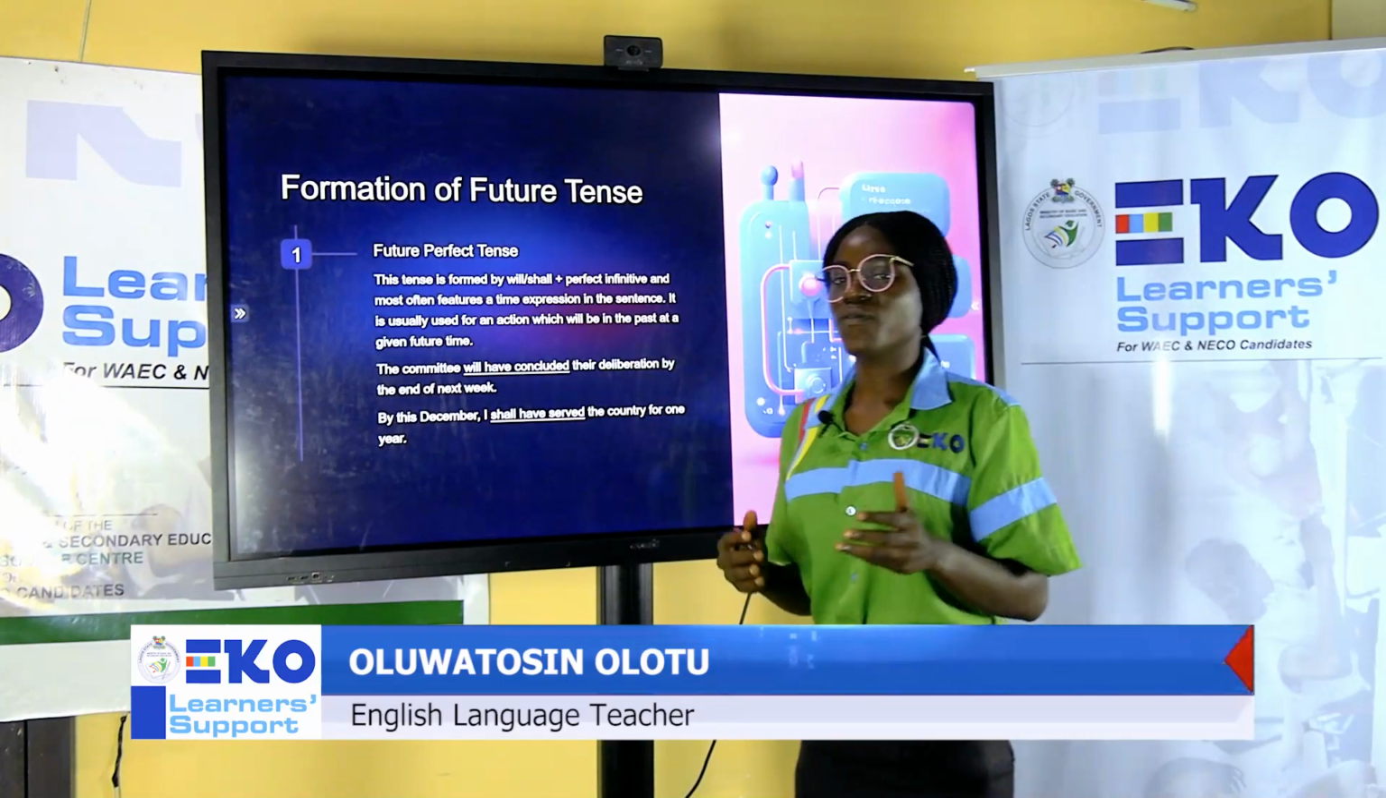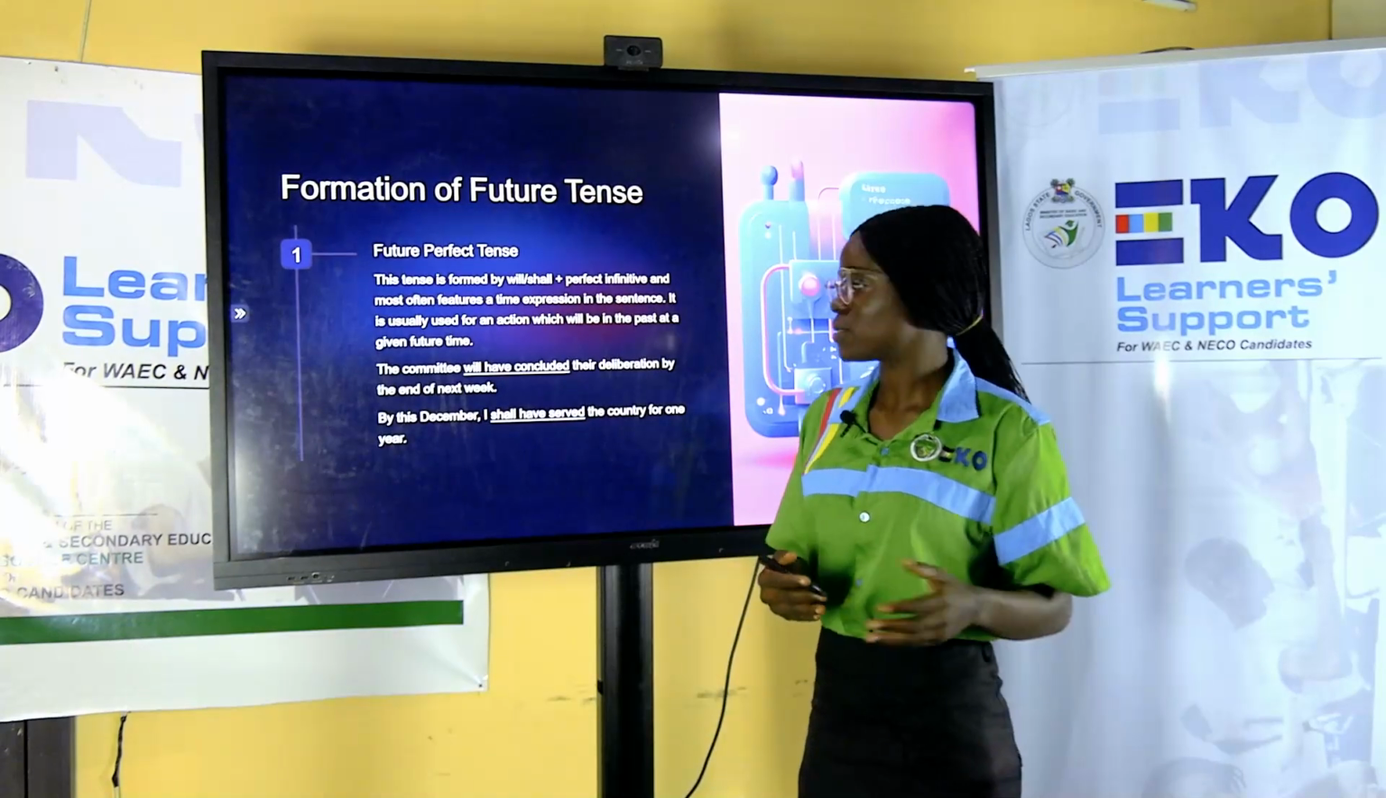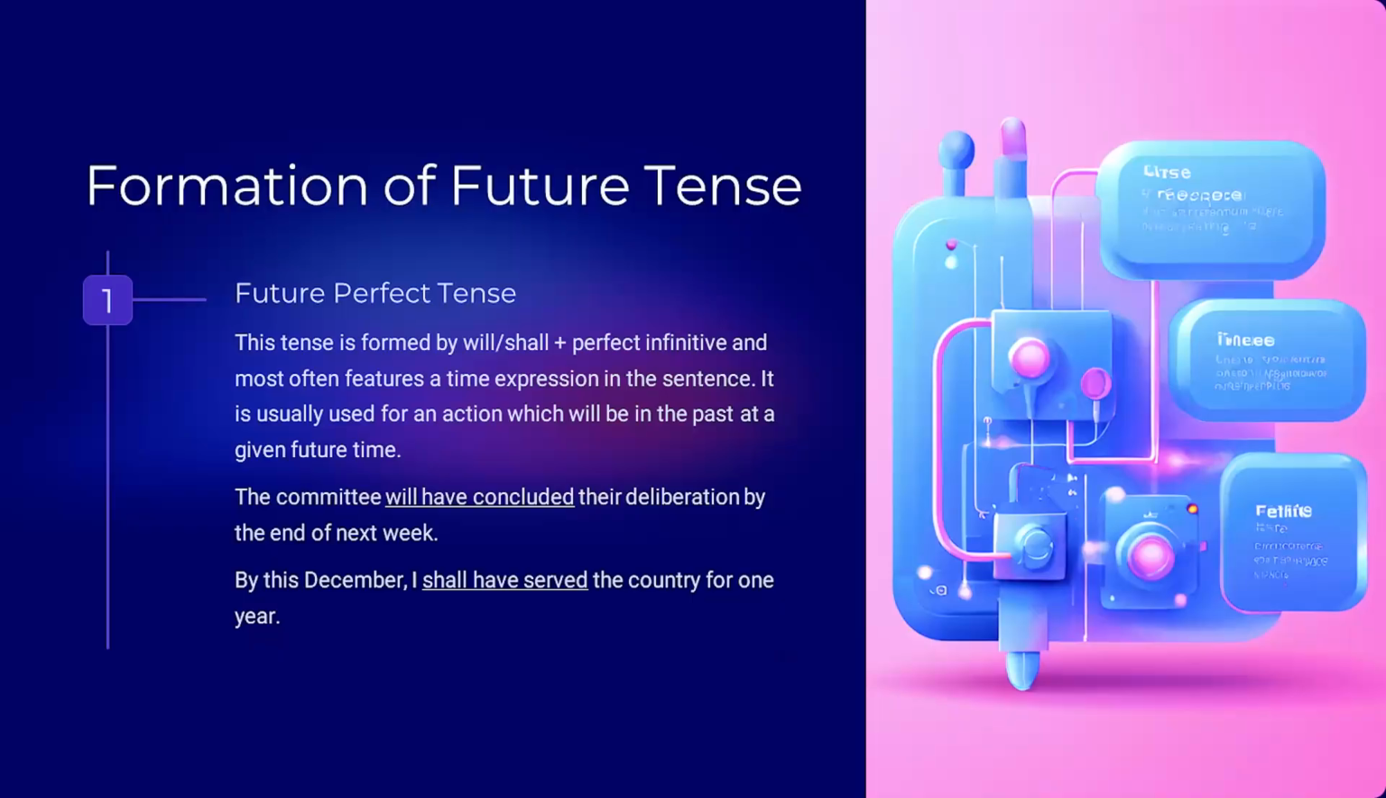Then if you are going to form your future perfect tense, take note of the word perfect. What exactly should you consider? This tense is formed by will or shall plus perfect infinitive, and most often features a time expression in the sentence. It is usually used for an action which will be in the past at a given time.